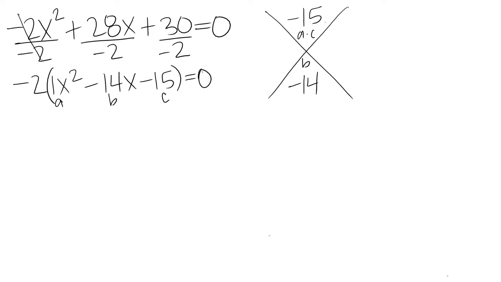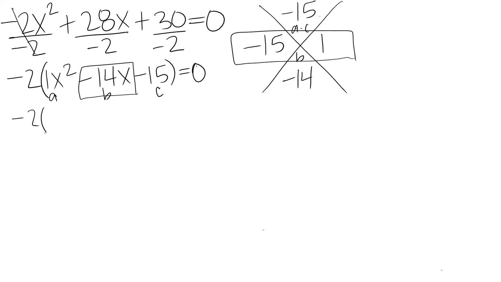So now I want to come up with two terms that will multiply to be negative 15 and add to be negative 14. So we could use negative 15 and positive 1. Okay, now I want to take these two and I'm going to split negative 14 to be negative 15 and positive 1. So my negative 2 is still out front, and then I've got 1x squared minus 15x plus 1x minus 15 equals 0. Okay, now we need to look for our GCF amongst our terms.